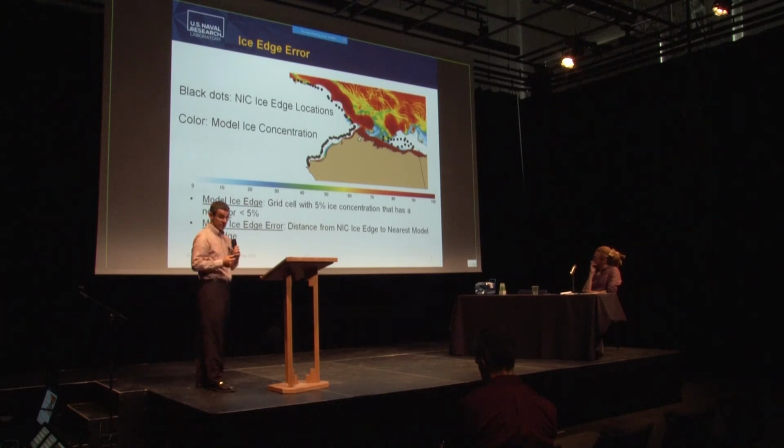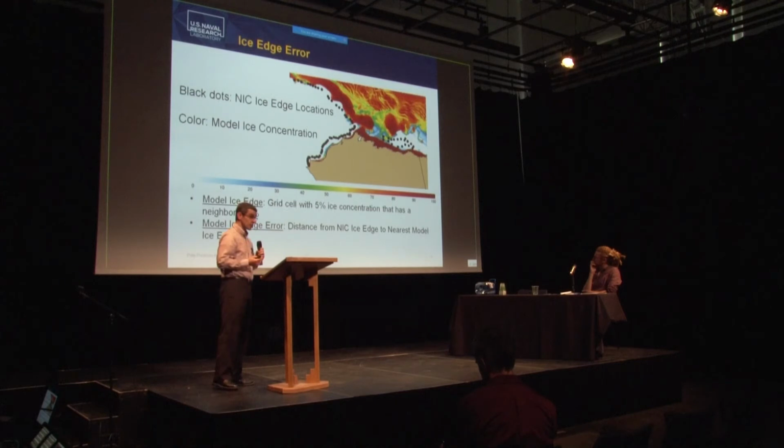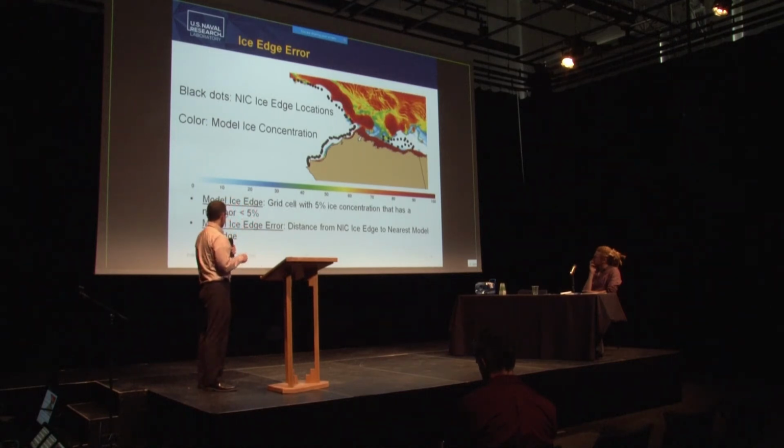So what do we define as our model ice edge? We define it as a grid cell that has 5% ice concentration with a neighboring grid cell that's less than 5%. And then, like I said, we do the distance between those two. It's an absolute distance when we report our error statistic. We do have a method internally to say whether it's over or underestimating.